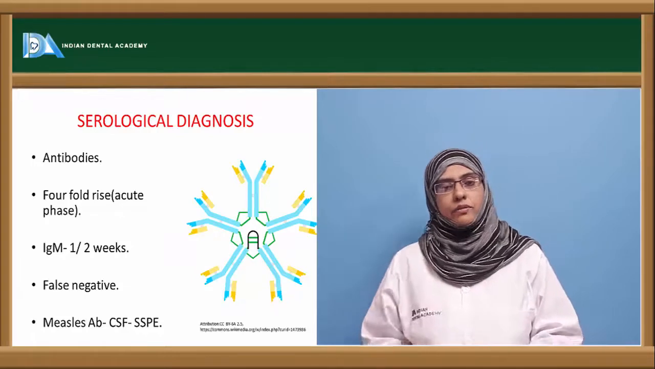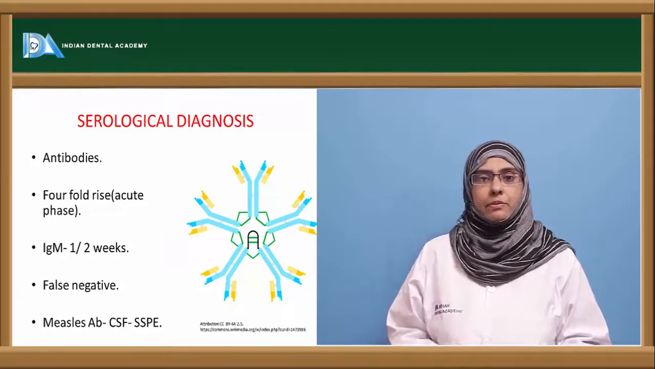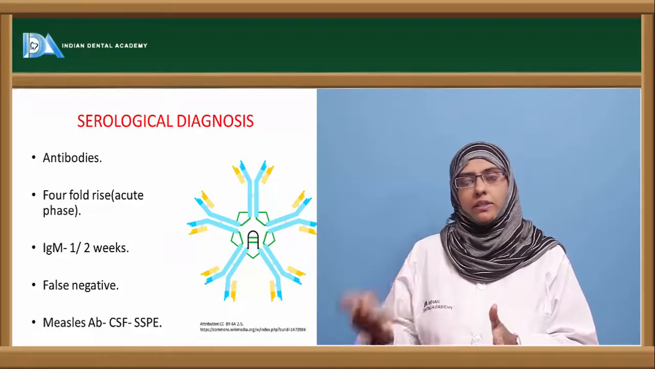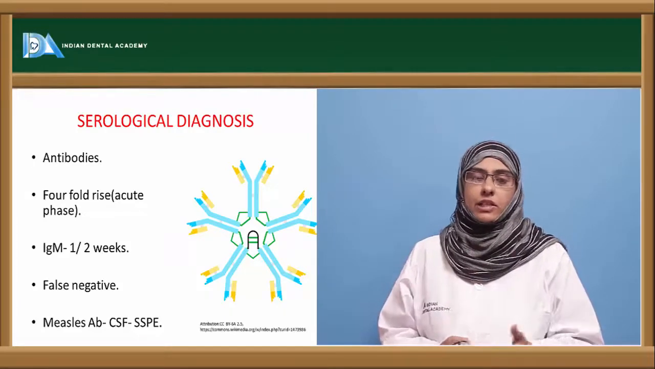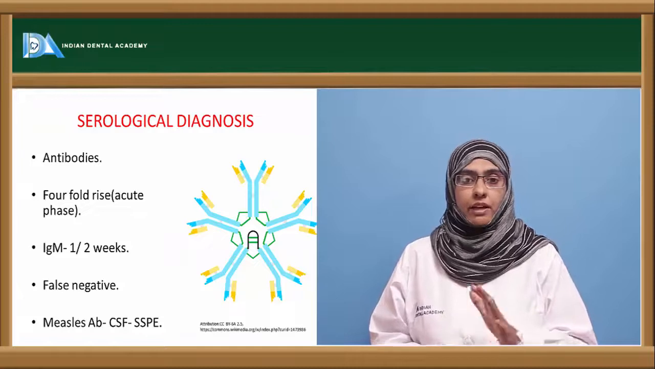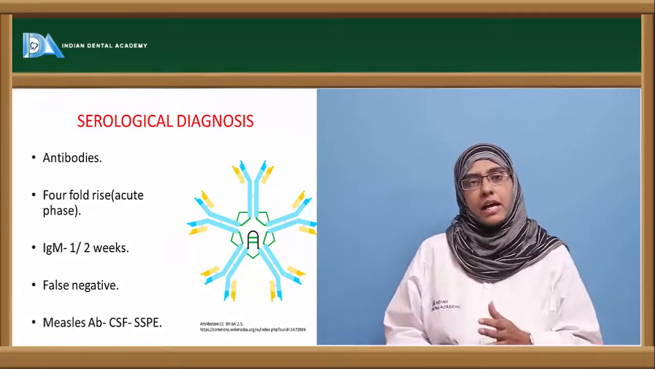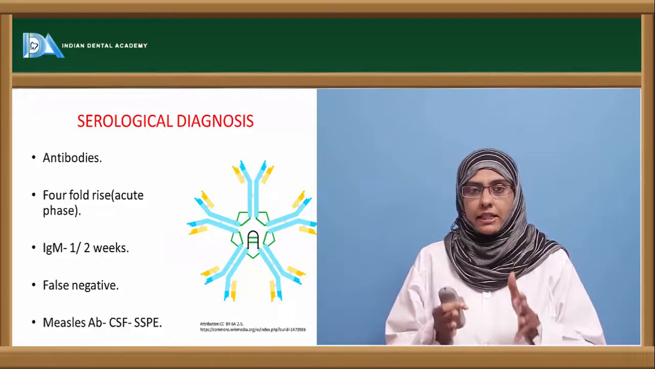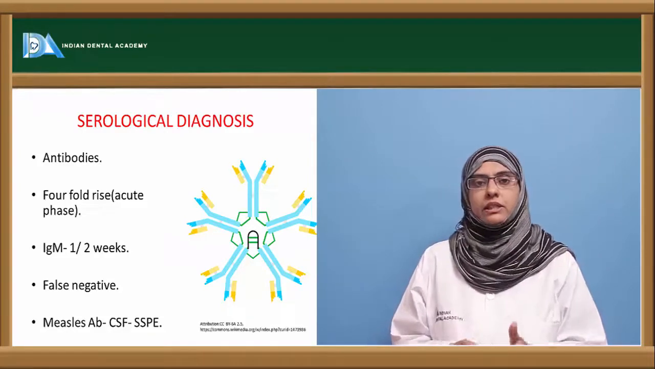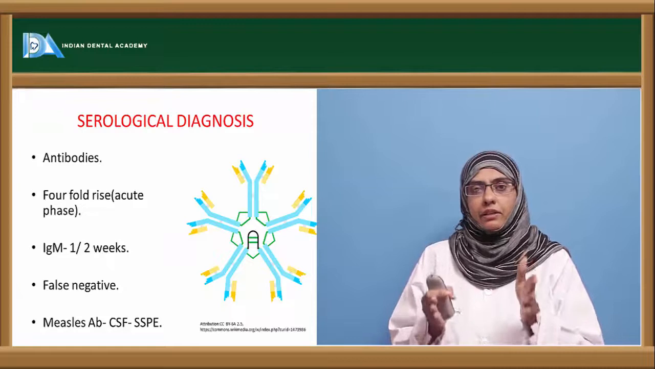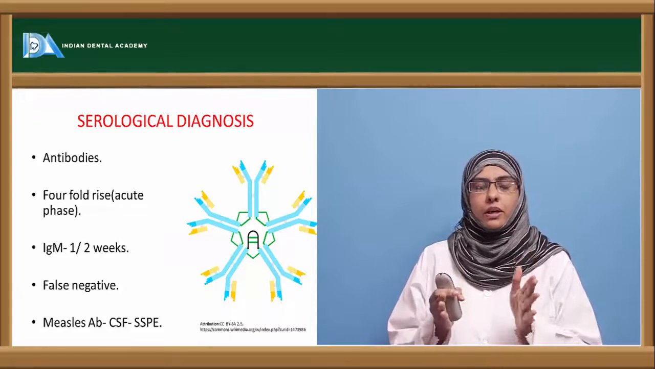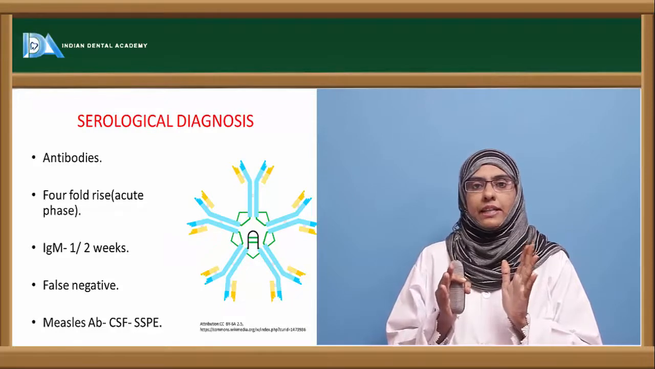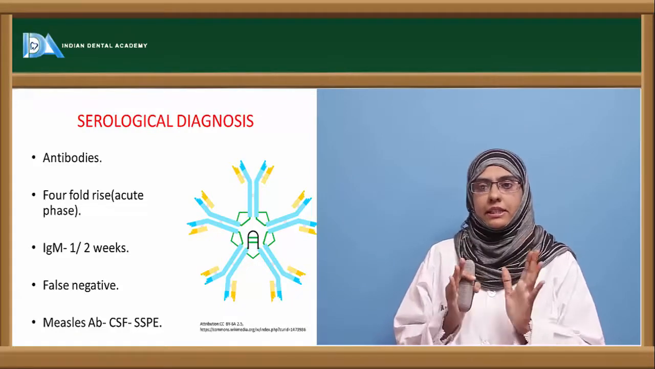You can also go with the measles specific IgM antibodies that are usually detected between 1 to 2 weeks after the appearance of the rash. And false negative reports can occur 1 week before the appearance of the rash and after 1 week after the appearance of the rash. So the type specific IgM antibodies that are identified between 1 to 2 weeks of the appearance of the rash are the characteristic feature by which you can identify the disease.